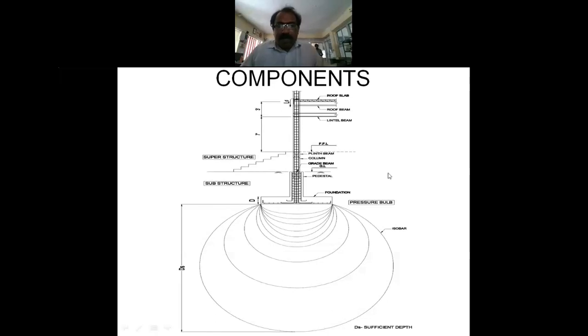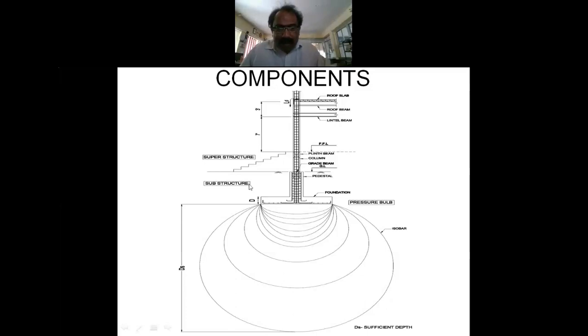These are all the components of a building. Any building, it may be a 100-story or a 1-story. Let us assume we are sitting on the first floor. The roof slab receives the load. The slab transfers it to the beam. The beam transfers it to the columns. The column transfers it to the foundation. The foundation transfers it to the soil.